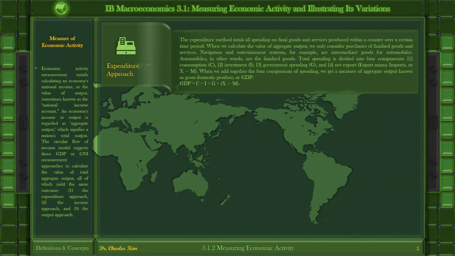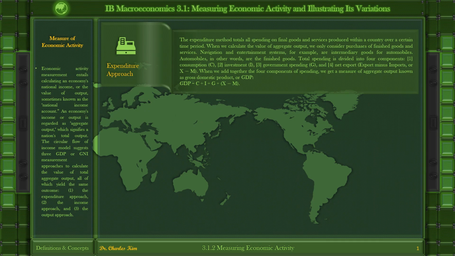First, we'll look at the expenditure approach to evaluate economic activity. The expenditure method totals all spending on final goods and services produced within a country over a certain time period. When we calculate the value of aggregate output, we only consider purchases of finished goods and services. Navigation and entertainment systems, for example, are intermediary goods for automobiles. Automobiles, in other words, are the finished goods.